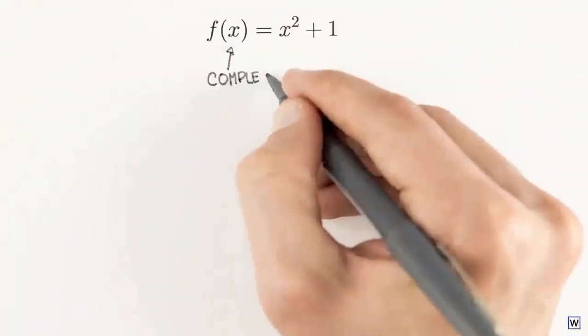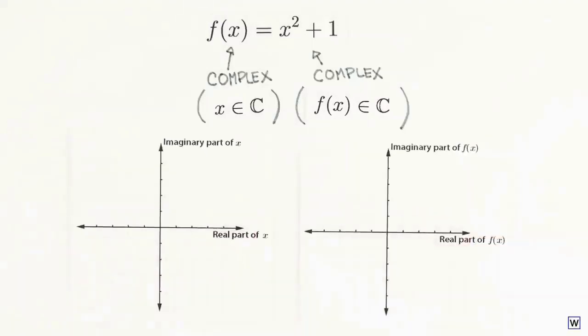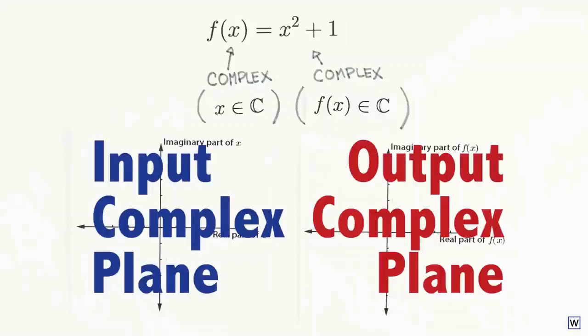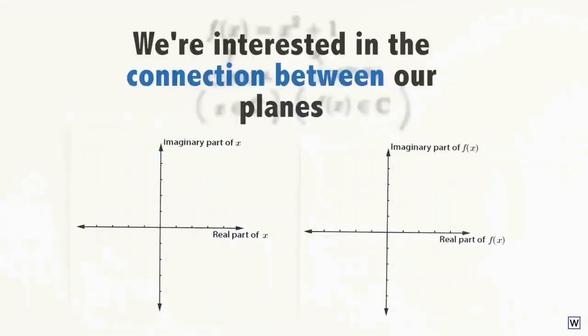These functions take in complex numbers for their inputs, and for the most part also output complex numbers. This means the numbers we put in and get out of our function no longer fit on number lines. We need two complex planes to keep track of our numbers, one for our input and one for our output. This raises an important question. If, when visualizing these functions, what we're really interested in is the connection between the input and output, how do we visualize what's happening on both planes simultaneously?